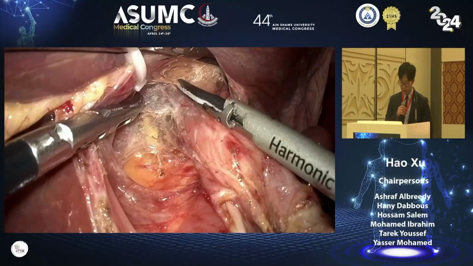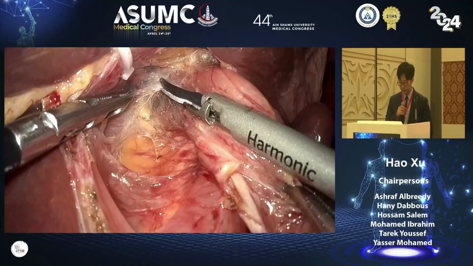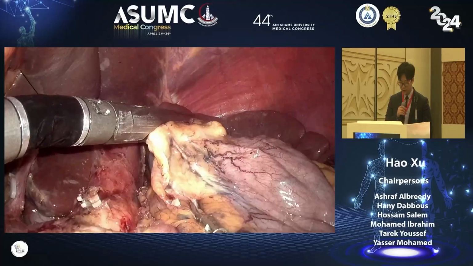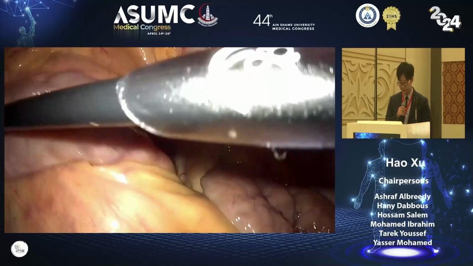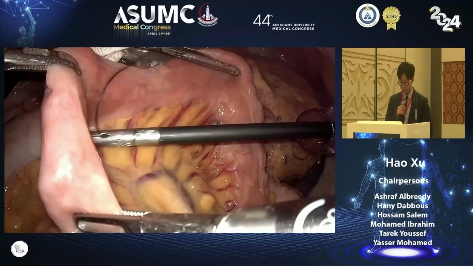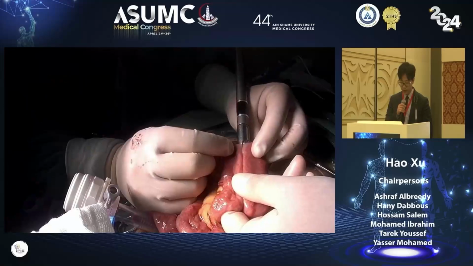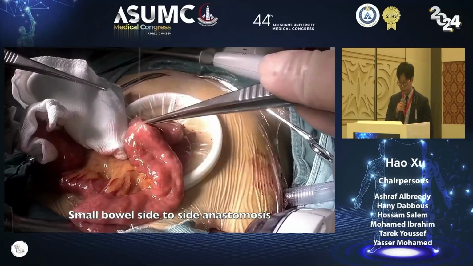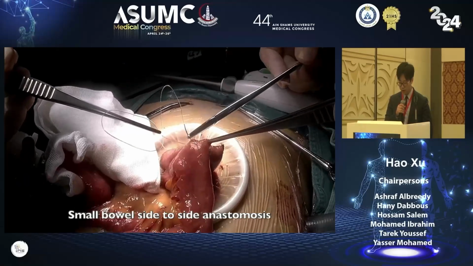Then we isolate the esophagus and use a linear stapler to transect the esophagus. And we use a thread to mark the small intestine. Then we perform the extracorporeal small bowel side-to-side anastomosis and use a barbed thread to close the common incision.